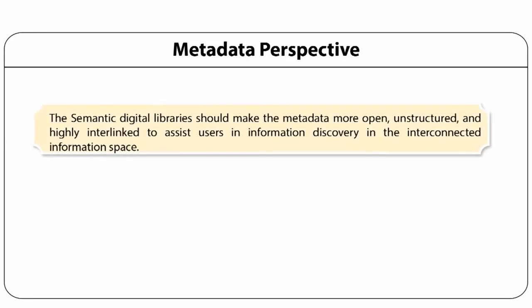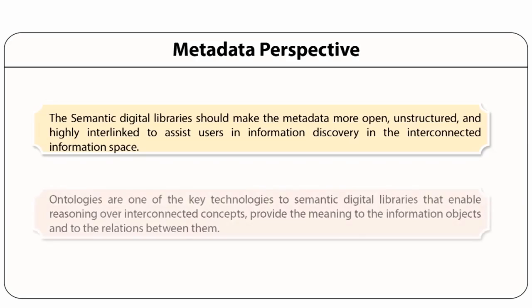The digital libraries should make the metadata more open, unstructured, and highly interlinked to assist users in information discovery in the connected information space. The semantic digital library architecture should include annotations contributed by the users in addition to the metadata descriptions provided in a traditional digital library. Ontologies are one of the key technologies for semantic digital libraries that enable reasoning over interconnected concepts and provide meaning to the information objects and to the relations between them.